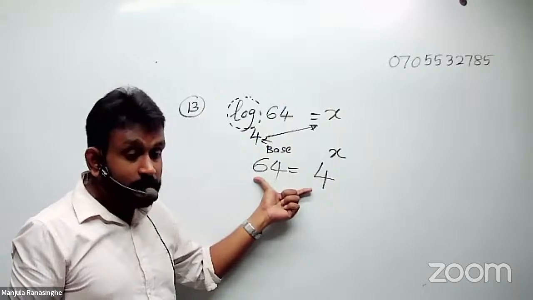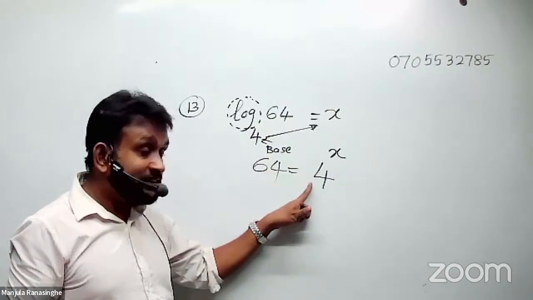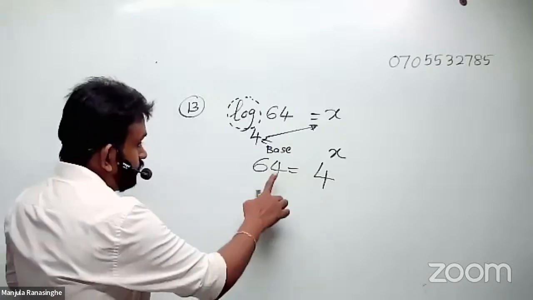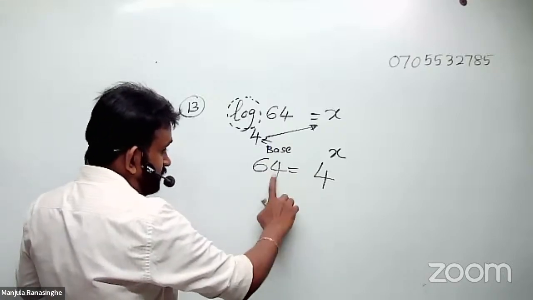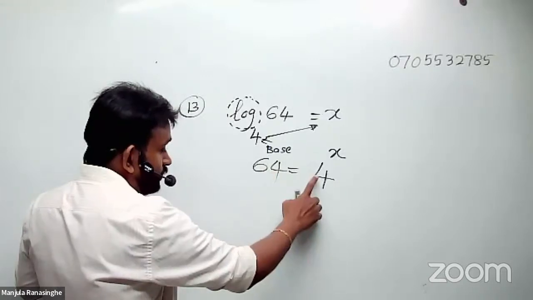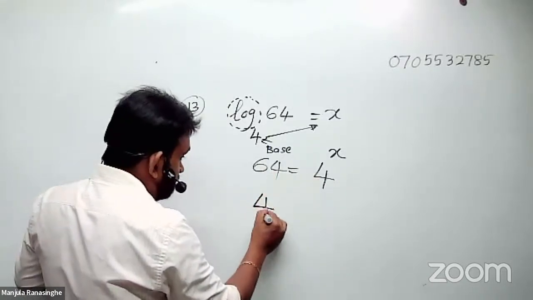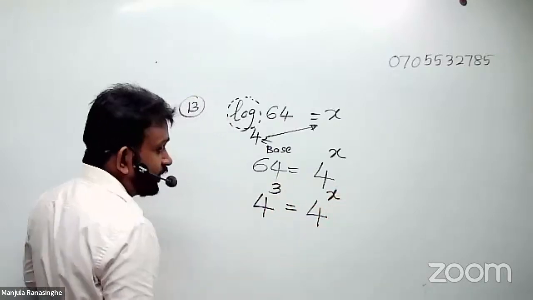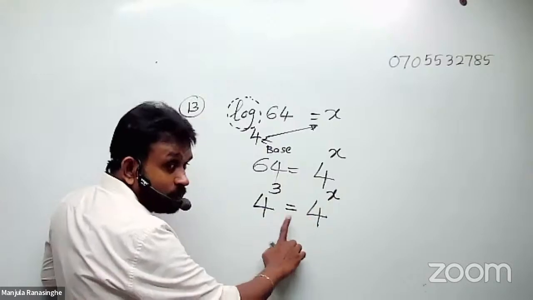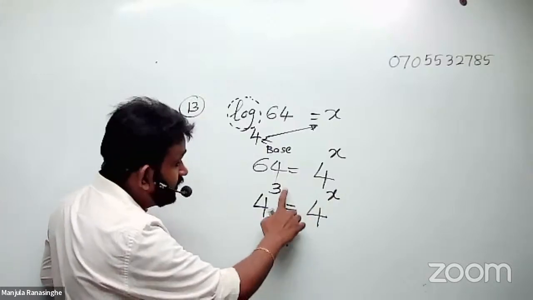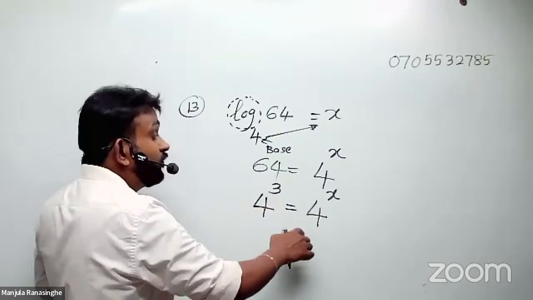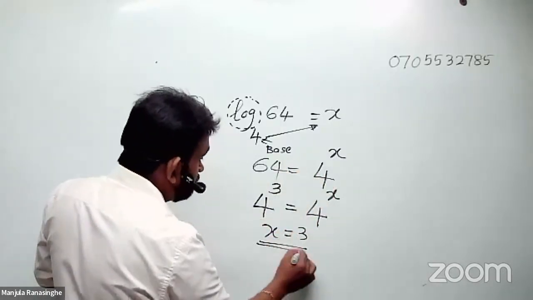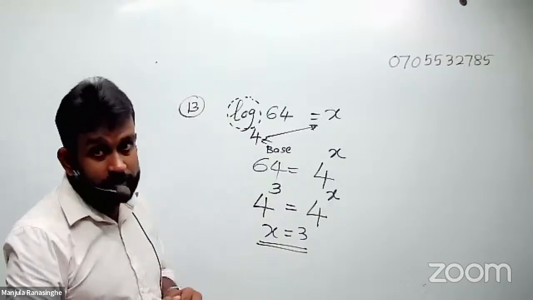Now they're asking for x, right? Now this is called an index equation. To solve an index equation, you have to make 64 a power of base 4, right? I can write 64 as 4 to the power 3. So the right side is 4 to the power x. Now you can see bases are equal in this equation. Now the indices must be equal, so 4 to the 3 equals 4 to the x. Then x shall be equal to 3. So x equals 3.